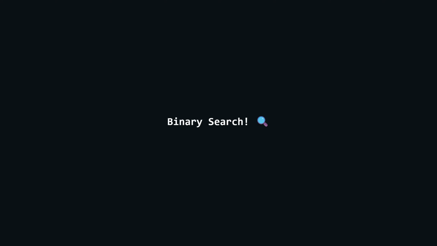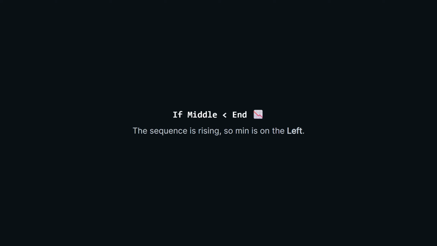It helps us skip huge chunks of data. Normally with binary search, we look at the middle number and compare it to the number at the very end of our current search window. If the middle number is bigger than the end, we know the numbers drop off somewhere on the right, so the minimum is on the right. If the middle number is smaller, then our sequence is steadily going up, so the lowest point must be to the left. But wait, we have duplicate numbers now, which completely messes up our normal logic.